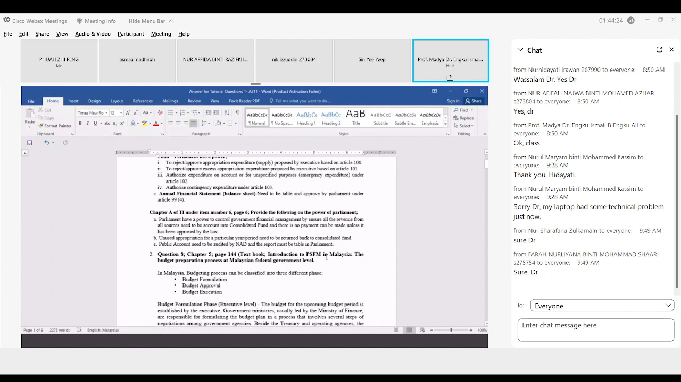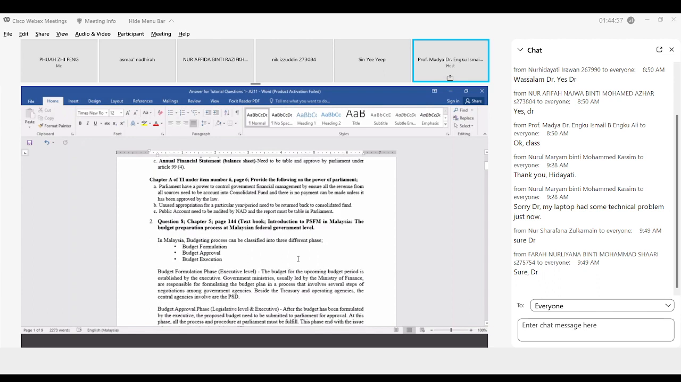Okay, and then for question number 2, provided by group 5, group 5 mostly gave the process based on the timeline, which is not actually the budget process, but more the budget timeline. Therefore, you provided it based on the time, January, February, and so on. Actually, the process can be divided into 3 parts, which are the formulation, approval, and execution.